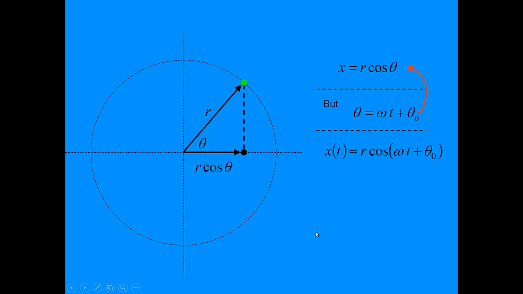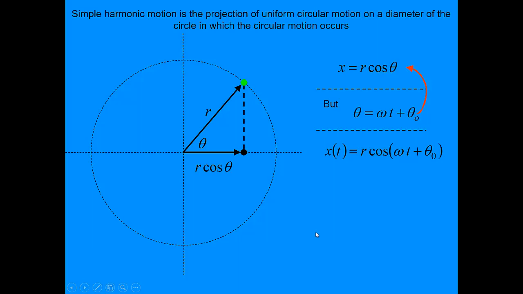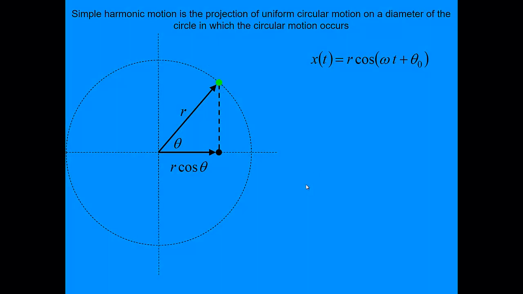Okay. Well, and again, remember, this is if simple harmonic motion is the projection of uniform circular motion onto a diameter of the circle, right? Which it is. So, let's talk about this function and the parts of this function. First of all, r is a constant, right? It's the radius of the circle here, okay?